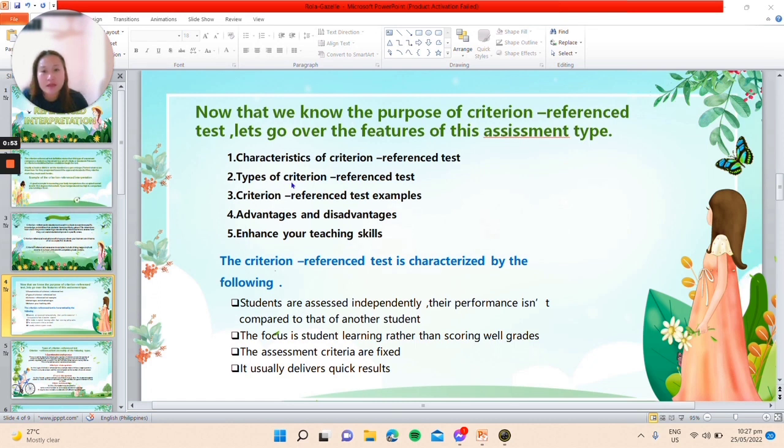Number 2, types of criterion. There are 3 types of criterion. Number 1, predictive validity is the degree to which the scores accurately predict scores on a criterion measure. An example of predictive validity is the degree to which college admissions test scores predict college grade point average.